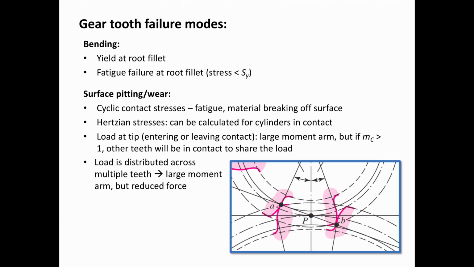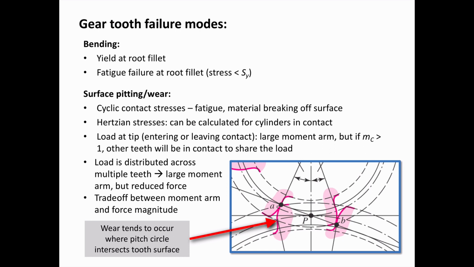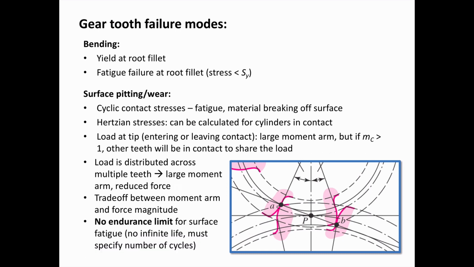So even though we may have a really large moment arm, the load is reduced because we have other teeth sharing the load, and so that may not necessarily lead to the highest stresses when we have the contact point near the tip. While the load is distributed across multiple teeth, the large moment arm does not lead to really high bending stresses because of the reduced force. So in other words, there's a trade-off between moment arm and force magnitude. And it turns out that wear and pitting tend to occur where the pitch circle intersects the tooth surface. Something to keep in mind regarding fatigue is that there's no endurance limit for gears. So in other words, there's no infinite life, and we need to specify the number of cycles desired.